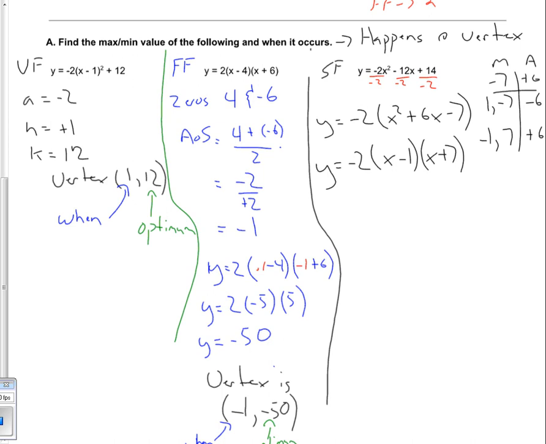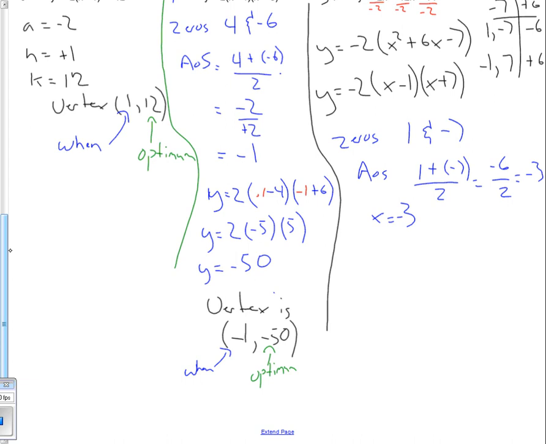So now I can figure out what my zeros are going to be, because I have it in factored form. So my zeros are going to be 1 and -7, which means that my axis of symmetry is going to end up being 1 plus negative 7 divided by 2. So negative 6 over 2 is going to give me negative 3. Okay, so my x value at the vertex is going to be negative 3. And so what I need to then do is substitute back into one of the two equations. So I'm going to substitute it back into my factored form of the equation, y is equal to negative 2 times (x minus 1) times (x plus 7).